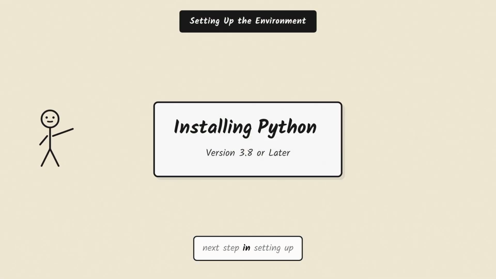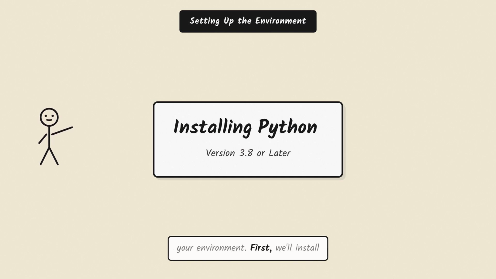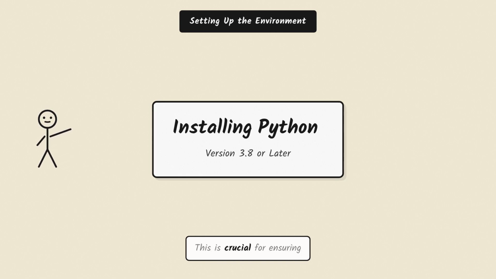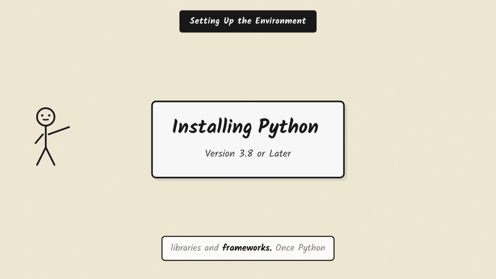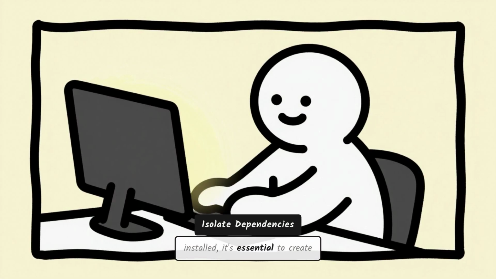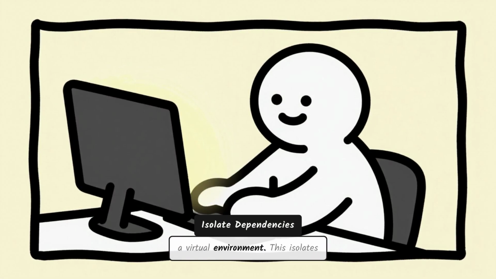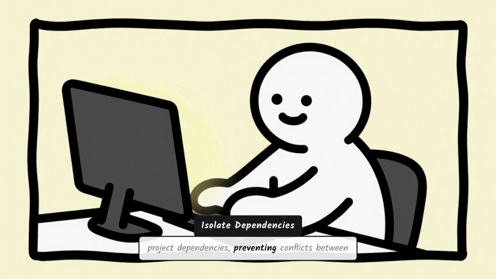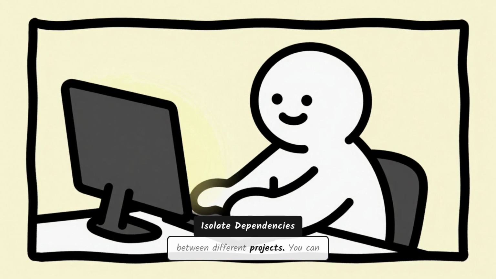Welcome to the next step in setting up your environment. First, we'll install Python version 3.8 or later. This is crucial for ensuring compatibility with most modern libraries and frameworks. Once Python is installed, it's essential to create a virtual environment. This isolates your project dependencies, preventing conflicts between different projects.